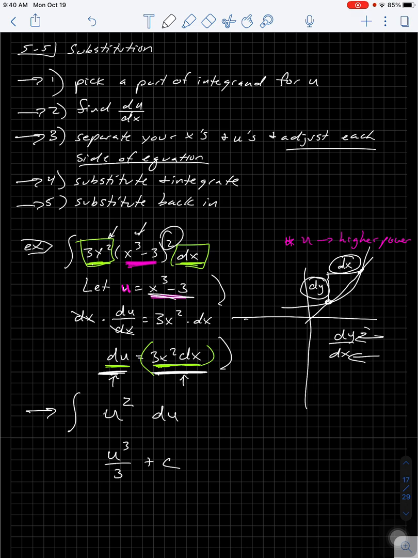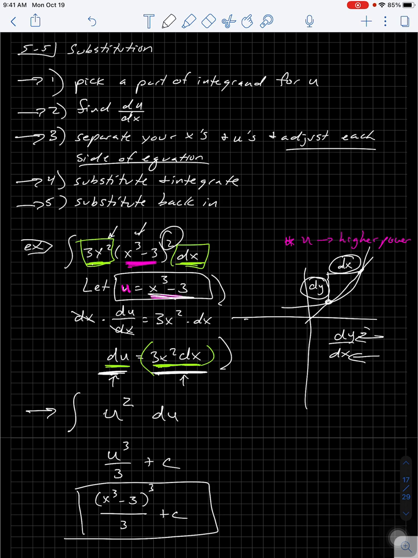And then step 5 is substitute back in. So now instead of u, I want to substitute in what u equals. u is x cubed minus 3, and everything else stays. So this is my answer right here.